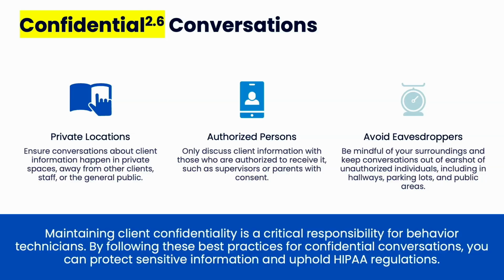Confidential conversations. You want to make sure that when you're having these confidential conversations, conversations about client information happen in private, away from other clients. Authorized persons: you want to only discuss client information with those who are authorized to receive it. If you're not sure if they're authorized to receive it, you need to check on that. Find out who's the educational and medical rights holder. If this person is considered on your team, they're part of the team and they need to know. And if you're unsure, you talk to your supervisor about that.